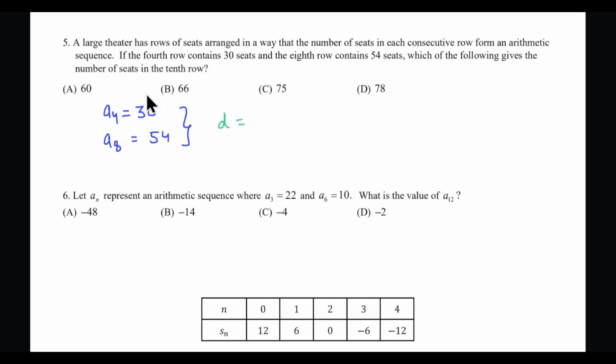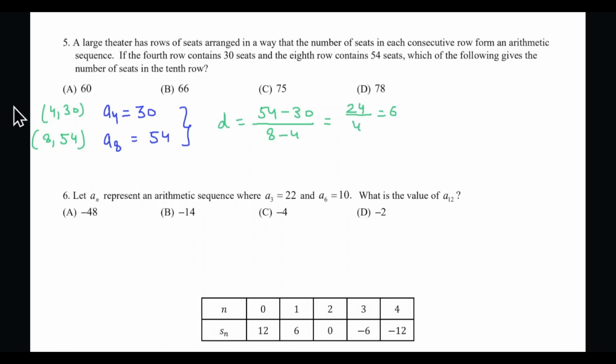So the common difference is, obviously, we can treat these 2 points as points lying on a straight line. I hope you know this shortcut. If any 2 terms are given, then consider these as points lying on a straight line, and just find the slope, which will be your common difference. So it is 54 minus 30 over 8 minus 4. So that's I think 24, right, over 4, which is just 6.